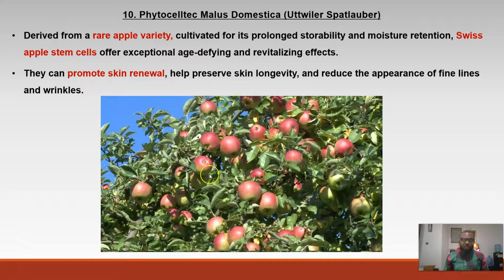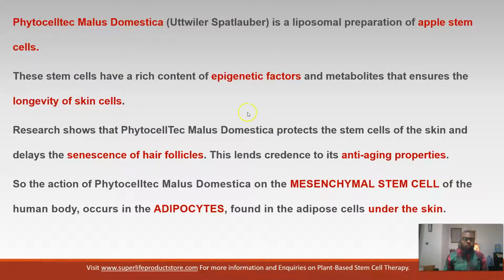This apple here is not just a random apple you see around. This apple actually has very, very strong plant stem cell properties. You understand? It is rare. Like I said, it's found in Switzerland. It's called the Swiss apple stem cell. And it's a liposomal preparation of apple stem cells.